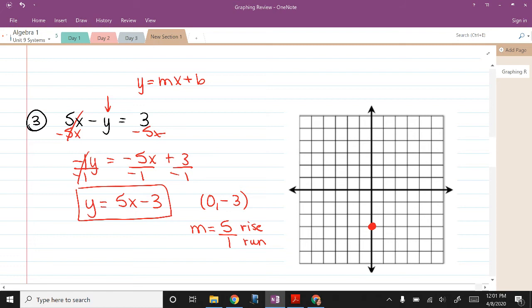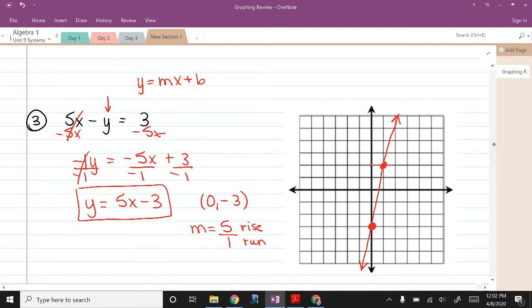All right, so I'm going to rise up 5 from that -3, which puts me about right there. And then I run to the right 1 time. So again, I rise up 5 from my -3, and then I run to the right 1 time. And then connect those two with a long straight line. Mine's not very straight, but y'all know what I'm doing. Put your arrows on it and you're finished.